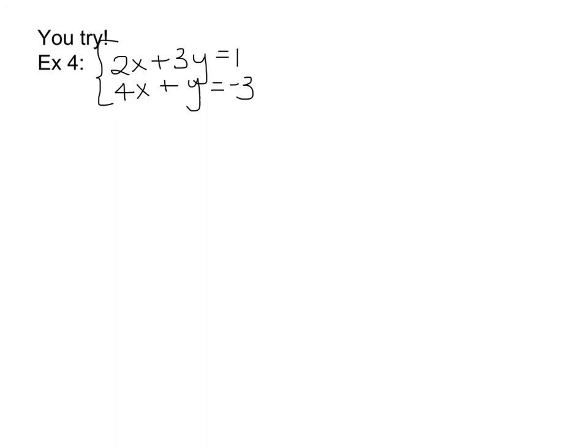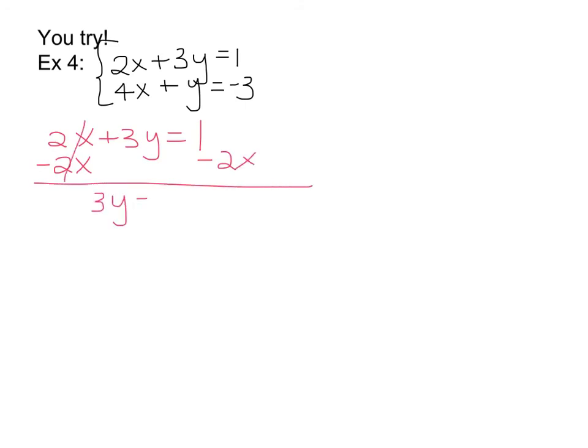In example 4, I want you to press pause and classify this system as either independent, dependent, or inconsistent. So we have to put our two equations in slope-intercept form. So I have 2x plus 3y equals positive 1. To move positive 2x to the other side, I need to subtract 2x. So that gives me 3y equals negative 2x plus 1. To get rid of my 3, I divide by 3. And it's okay that it's fractions. I know you hate them, but we're going to write this as negative 2/3 x plus 1/3.